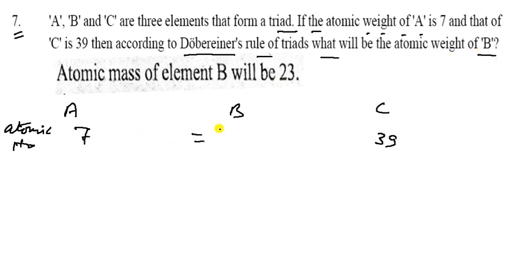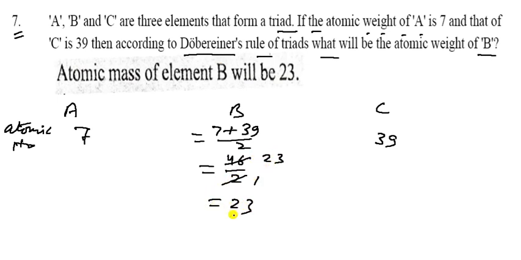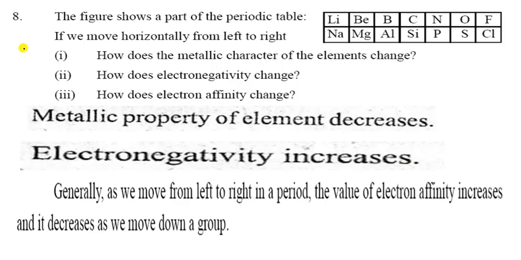So you can calculate the atomic number of B. So 7 plus 39 divided by 2. So this is 46 by 2. So 2 ones are 2, 2 twos are 4 and 2 threes are 6. So 23 is the atomic number, or atomic mass. So the atomic mass of the element B will be 23. So that is your answer, and use the triads rule of Dobereiner.